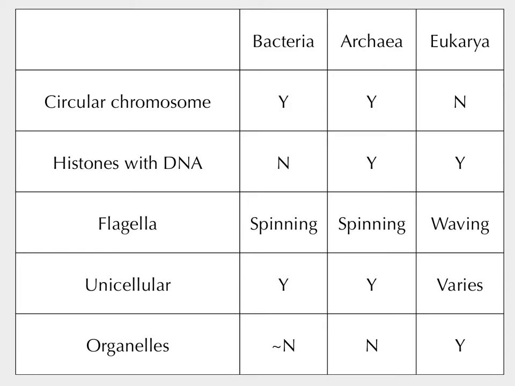All right. And here's how they compare. So circular chromosome. Bacteria and archaea have it, eukaryotes don't. Histones wrap the DNA around. We share that with archaea. Flagella, spinning or waving, right? They have spinning, we have waving. Unicellular, yes, and varies. And organelles, almost no, there are some little questions. No and yes. Okay. And we'll figure out how we got some of our organelles later. It's kind of a very cool story.